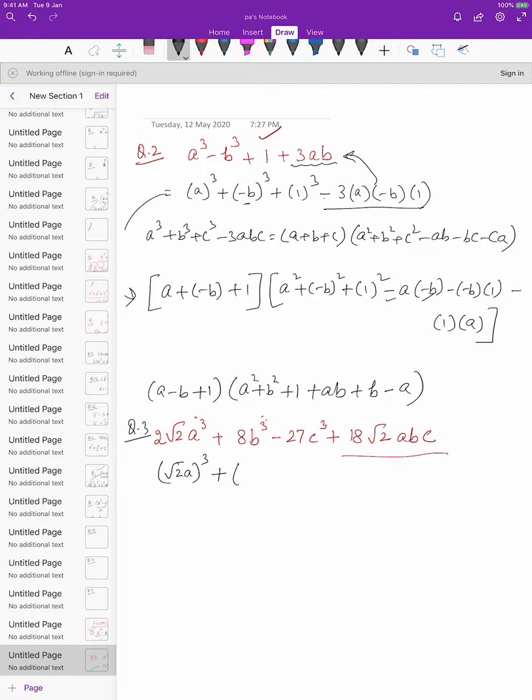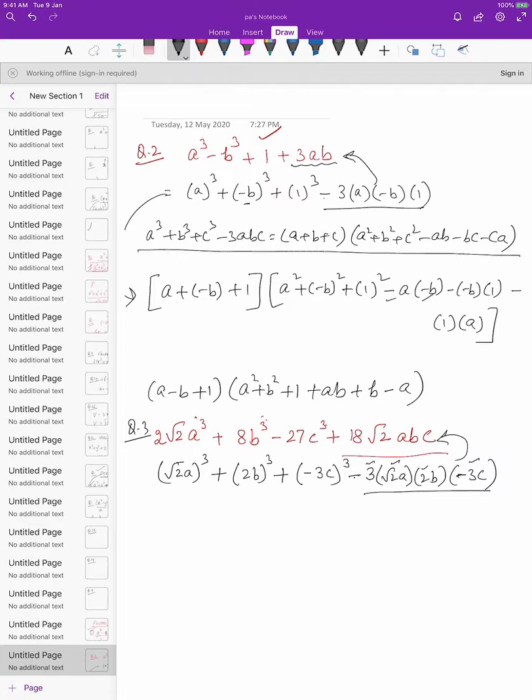Plus, now 8 is the cube of 2, so 2b whole cube. Plus, even if there is a minus sign, we also always have to put plus sign. So minus sign will be taken inside the bracket, minus 3c whole cube. This is a cube plus b cube plus c cube minus 3abc. Here a is root 2a, b is 2b and c is minus 3c. Check out this last term, is it exactly matching with this term? Minus and minus will become plus, and 2 times 3 is 6, times 3 is 18 root 2. 18 root 2 abc, and with a plus sign. It means it's exactly following this identity a cube plus b cube plus c cube minus 3abc.